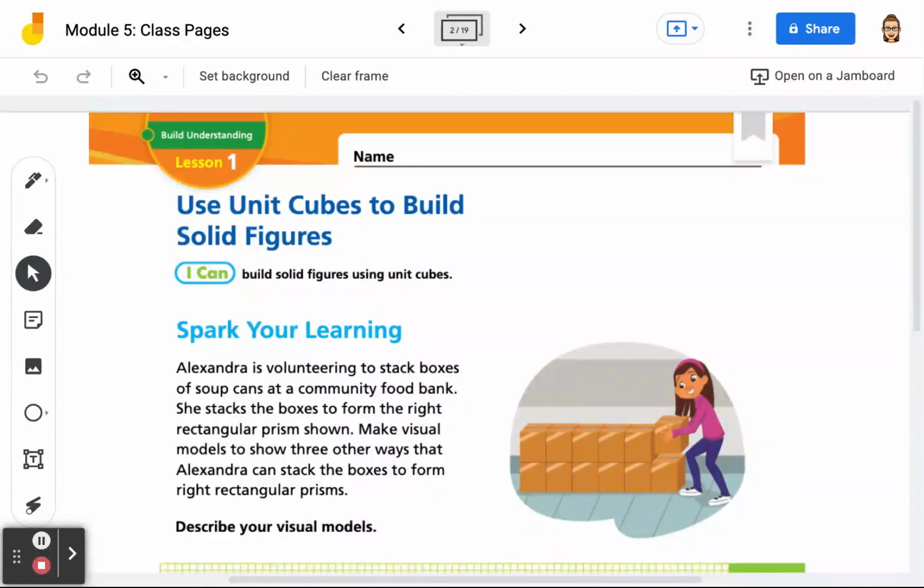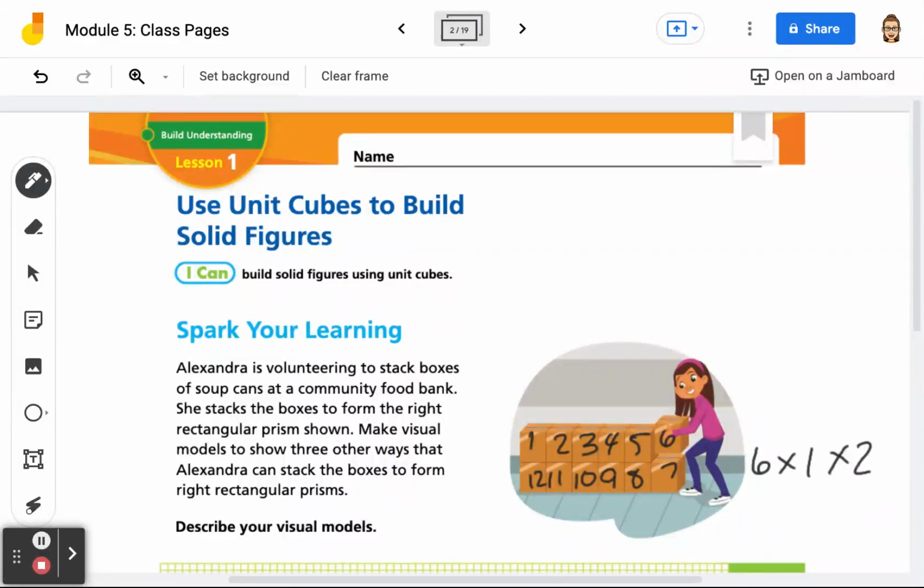Well, first, we need to see how many blocks she's using. So 1, 2, 3, 4, 5, 6, 7, 8, 9, 10, 11, and 12. So she has 12 boxes. So we're going to come up with 3 different ways. Right now, if we go across, she has 6 by 1, because there's 1 back, by 2. So we want something different than that.